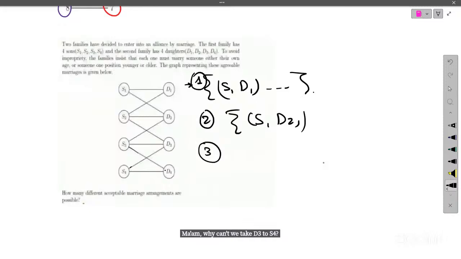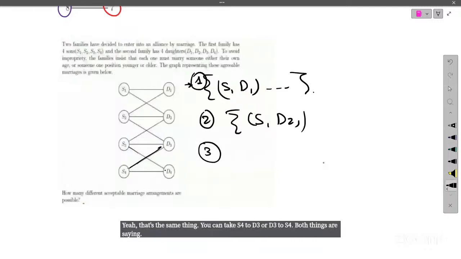D3 to S4. Yeah, that's the same thing. We can take S4 to D3 or D3 to S4. Both things are the same. Okay, so in this question, both directions are there.